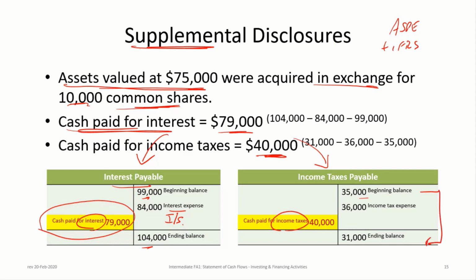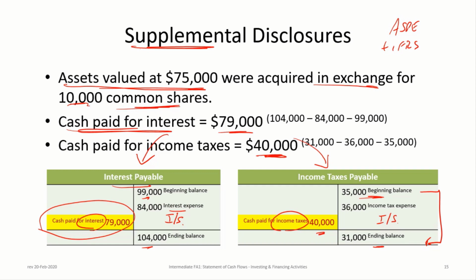Again, done the same way. We take our beginning balance, we add the income tax expense from the income statement provided, we take our ending balance out, and that results in a calculated value of $40,000 cash paid for income taxes.